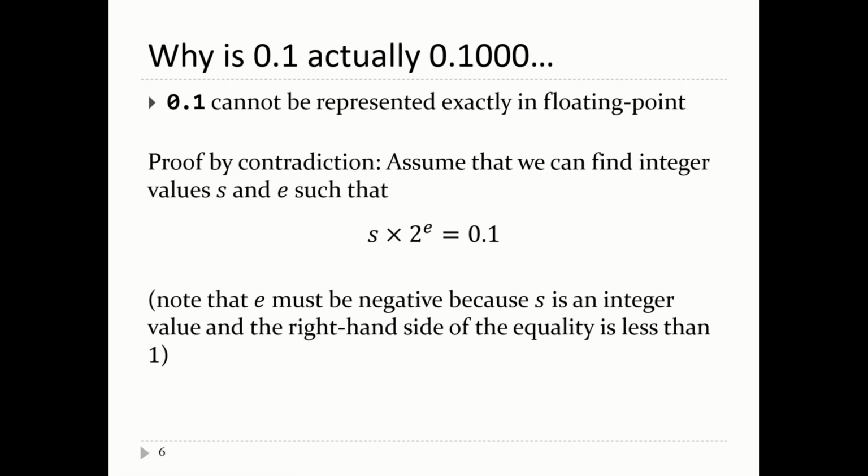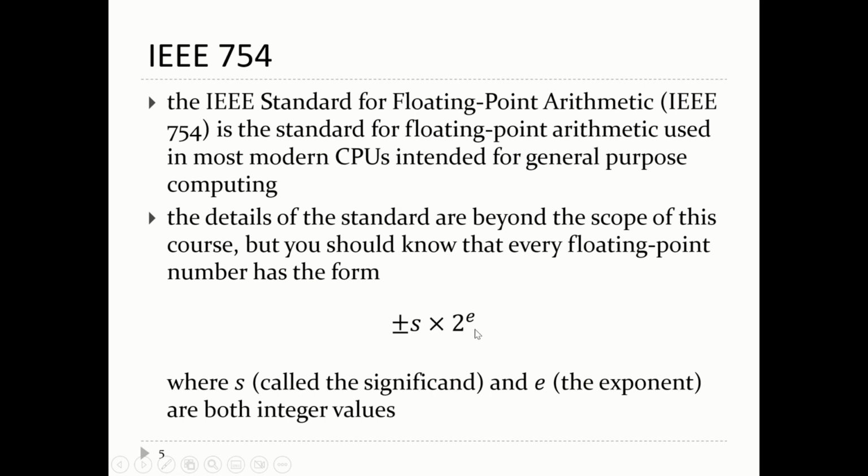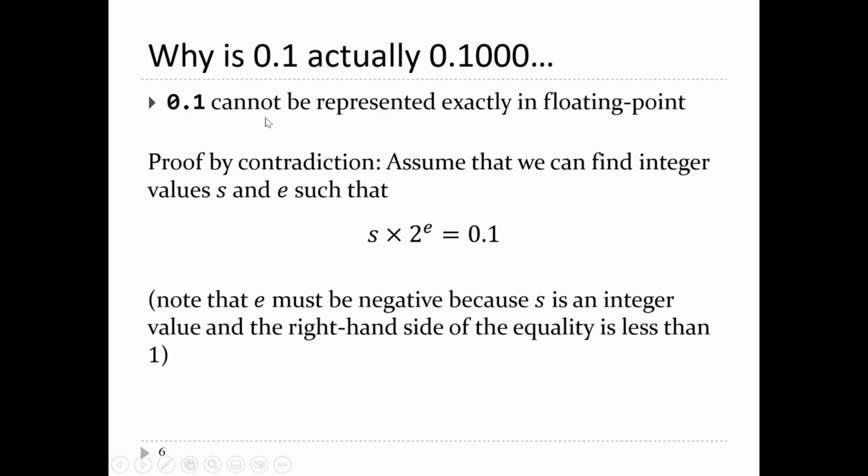So when you do that sum, even a number like 0.1, using the basic definition of how I represent a floating point number, you can't represent 0.1 exactly in floating point. It's easy to prove, by contradiction. We assume there's some integer value s and some integer value e where, when I compute s times 2^e, I get back 0.1 exactly. In order for that to be true, e has to be negative, because that value is less than 1 and s has to be an integer.